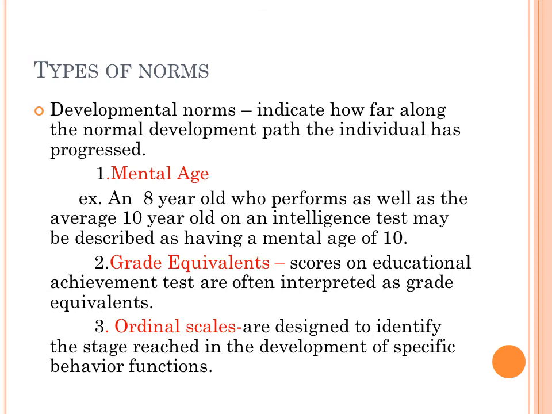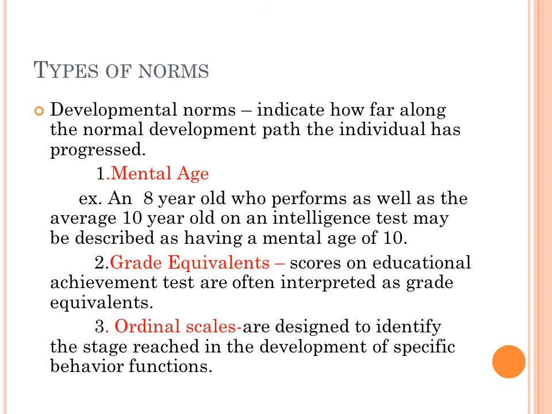Now let's define first the developmental norms. Developmental norms indicate how far along the normal development path the individual has progressed. So developmental norms pertain to the average performance of a specific sample pertaining to its development. Developmental norms include mental age, grade equivalence, and ordinal scales. Mental age pertains to the average performance of the mental age of the student. Remember that mental age is different from chronological age, because chronological age is your specific birth age, while mental age can be above or lower than your chronological age.